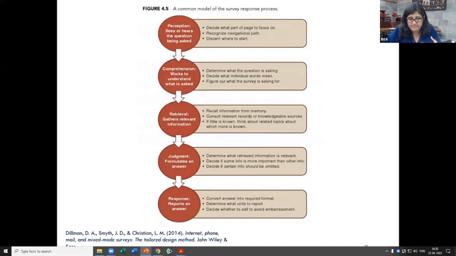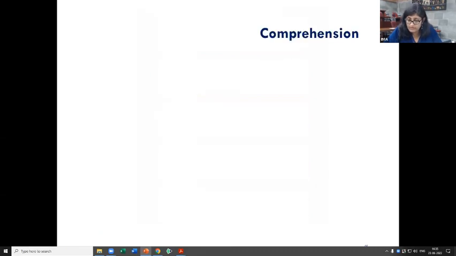We perceive something, then we comprehend the question, then we retrieve information from our head, then we judge whether we could write it this way or that way, and then we frame a response. So it's not an easy task to quickly frame a response, which is why it takes time. And the easier you make it for me to remember, the better it is for me.